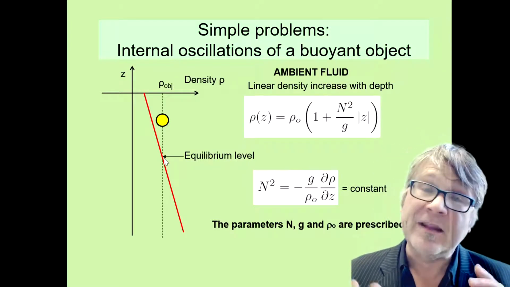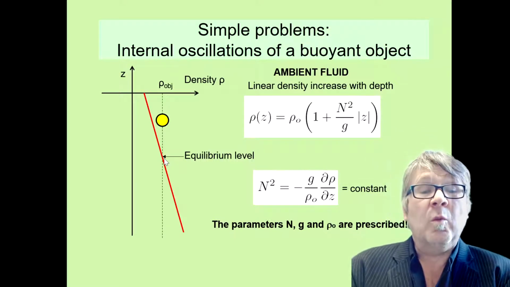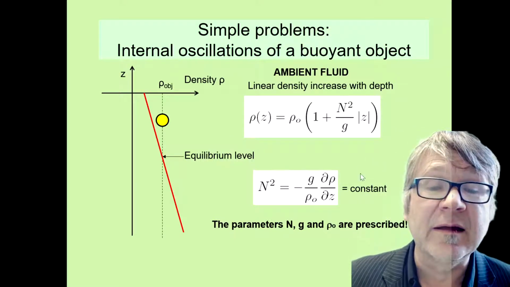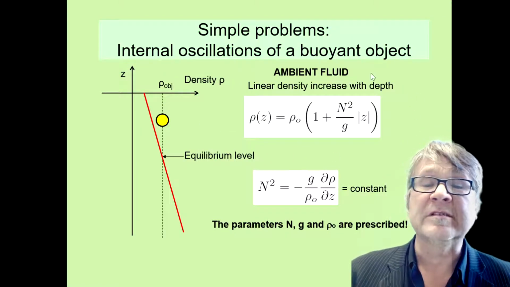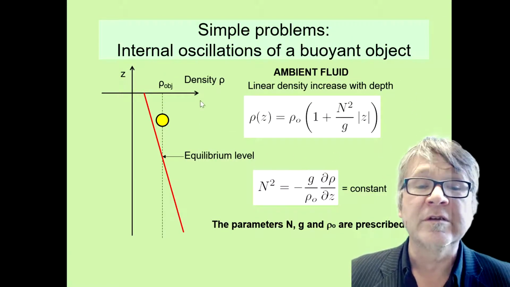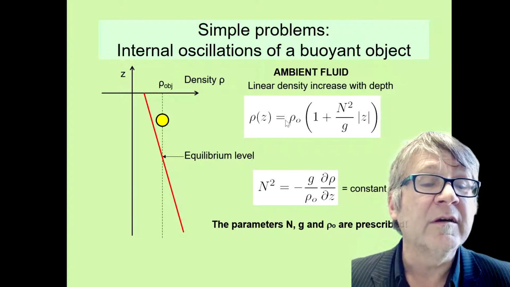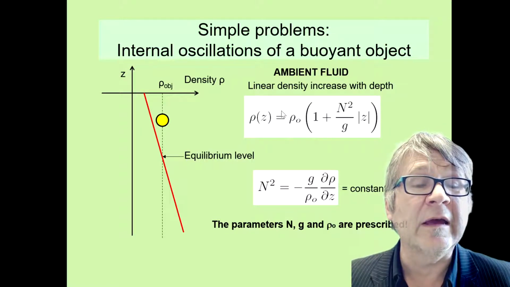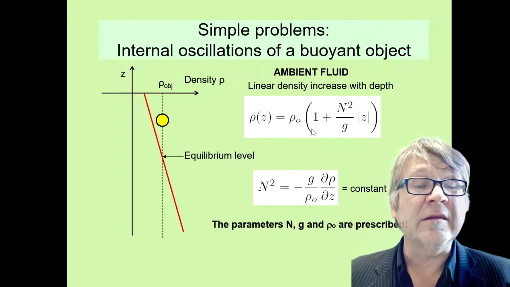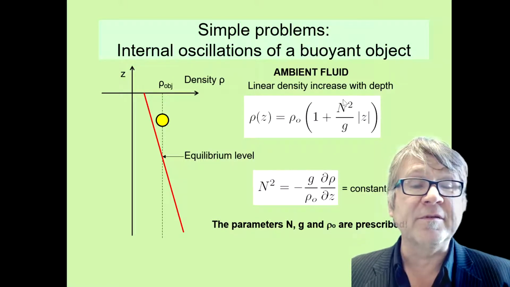But what happens if you place your object somewhere else? So what can you do? You can work out what is the density change with depth. And this is the little formula that you can use. This rho 0 is a constant reference value. This is actually the density at the surface. And then you have it increasing with depth.